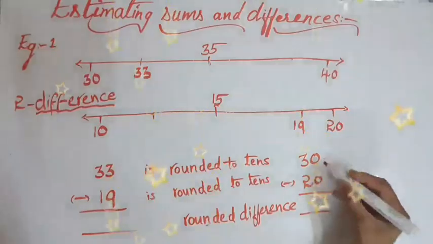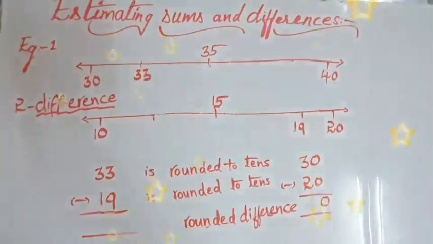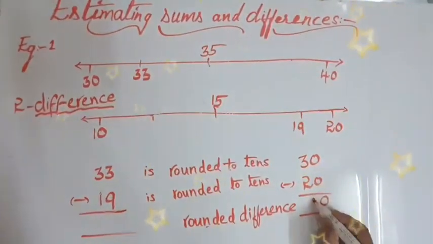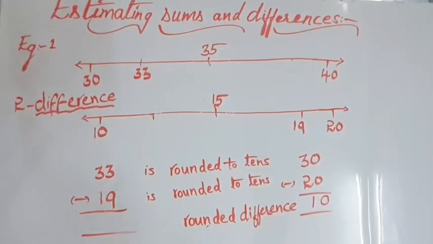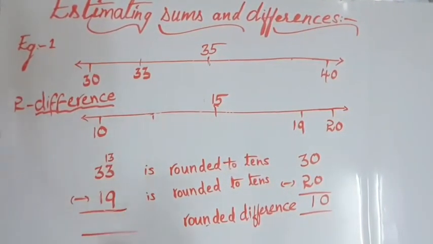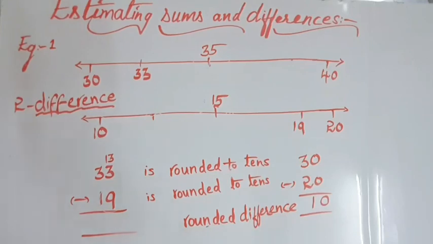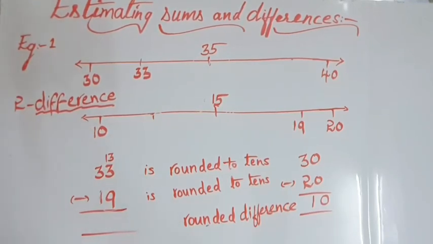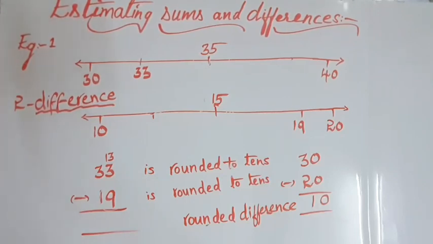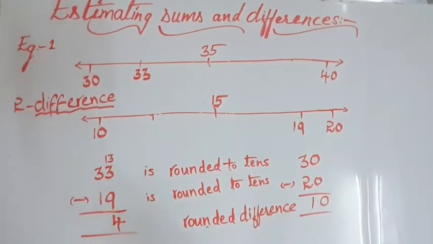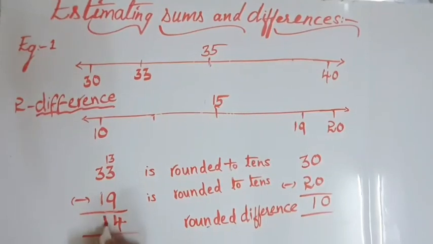So let's follow. 0 minus 0 is 0, and 3 minus 2 is 1. So what is the difference? 10. You know the sum, how to subtract. So 13 minus 9, we have to count back from 13 onwards. How many steps do we go backward? After 13, 12, 11, 10, and then 9, that is 4. We have to write here 4, and 2 minus 1 is 1.